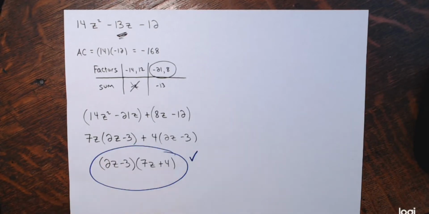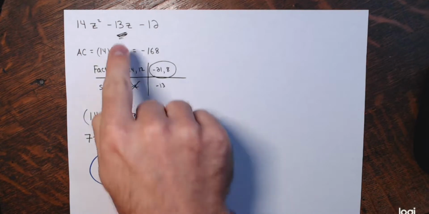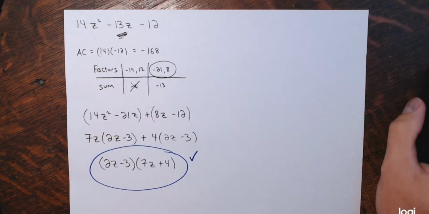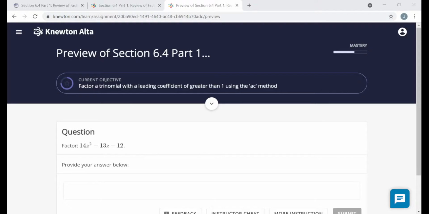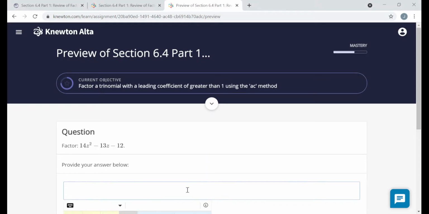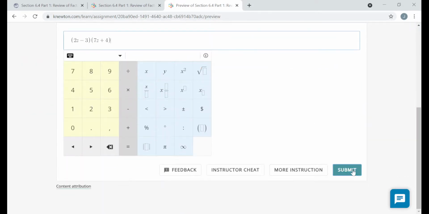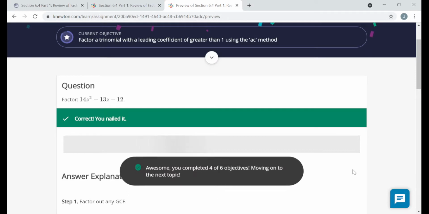And don't forget to check it, right? Multiply these, see if you get the original back, and you should. And just be aware that you're typing in z's instead of x's. So first factor 2z minus 3 times 7z plus 4. Okay. And that should be it for that objective, and the objectives in that heading.